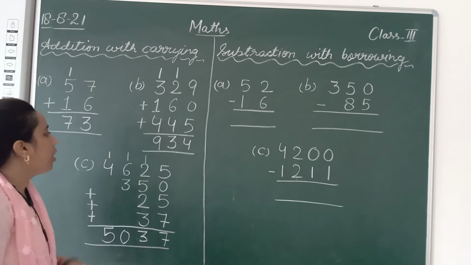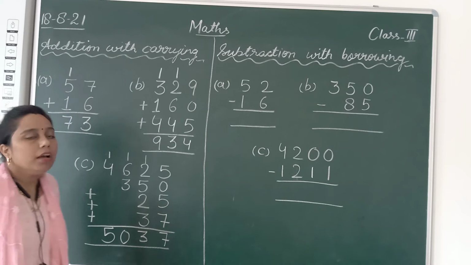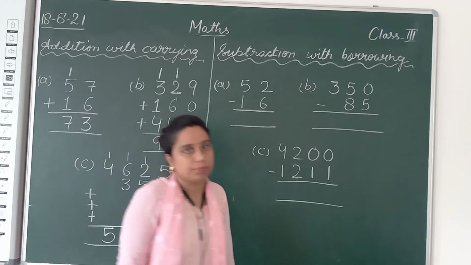5037. So this is how you can do addition with carry for any digit numbers and for as many numbers as you want. Now let's come to this second topic, that is subtraction with borrowing.